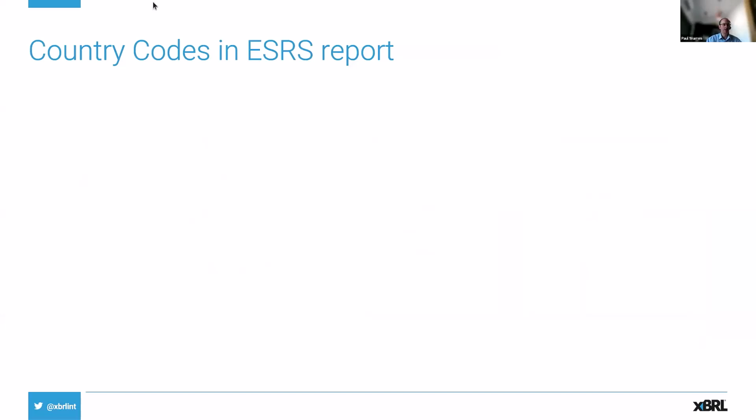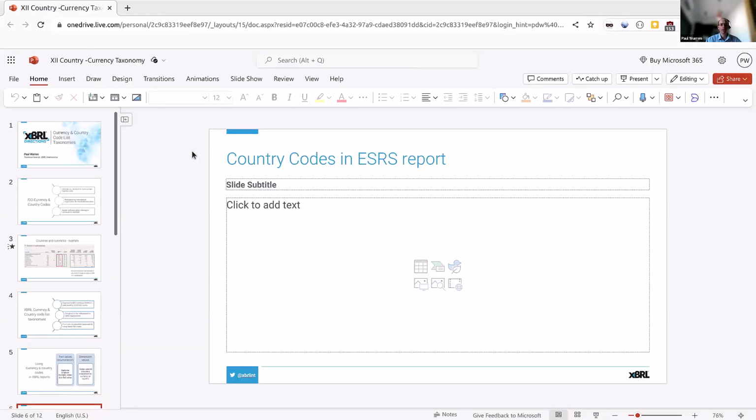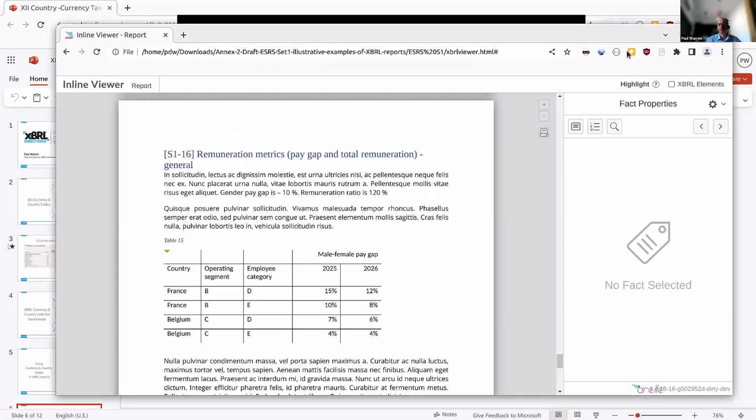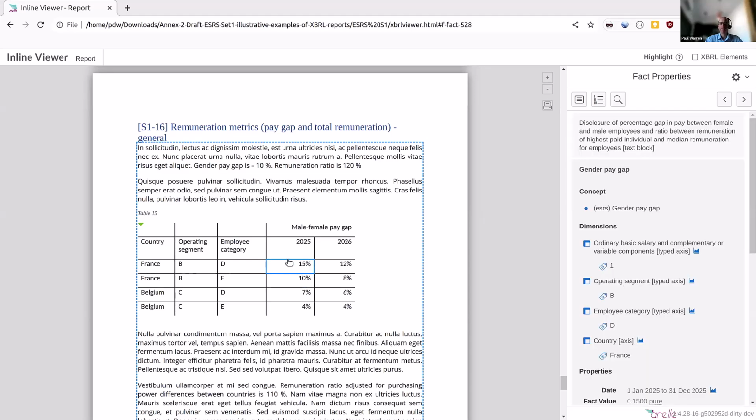So I'd like quickly now just to have a very quick look at a simple example using the code list. This is based on a sample from the ESRS taxonomy, and you can see here a table that is broken down by, amongst other things, the country. So we have these facts on the right-hand side, and if I click on one of these, you can see that we have the country axis or country dimension, and that's been tagged using the value France in the first two rows, and then for the second two rows, it's been tagged using Belgium.